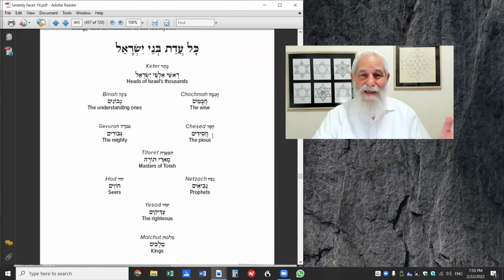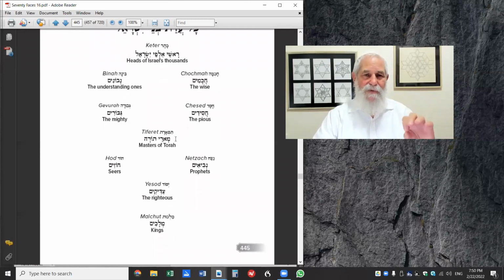Chesed is obvious. Chassidim. The word chassid, chassidut, comes from chesed. So chassidim are in chesed. Then you have the mighty ones, the giborim, in gevura. And here the masters of Torah are in Tiferet, the ba'alei Torah. Like we saw in the Jewish experience, these were all the mitzvot. So here the masters of Torah are the ones who can teach the people how to practically do the mitzvot. In Netzach, we have the prophets, Nevi'im. In Hod, we have the Chozim.